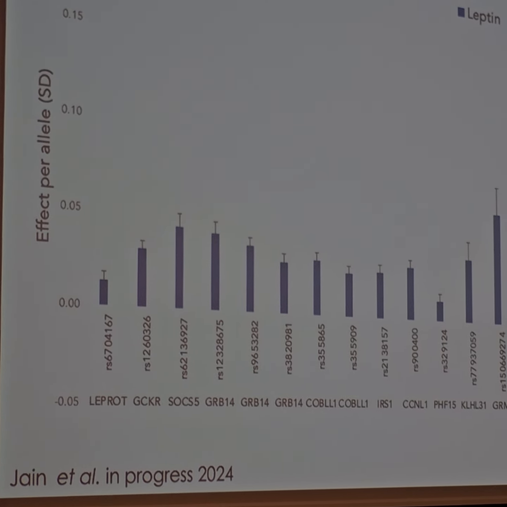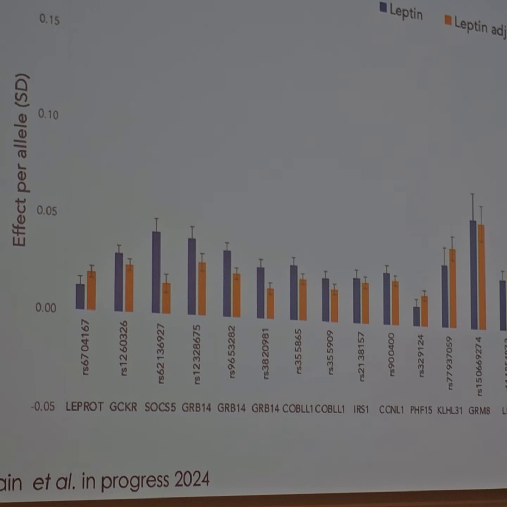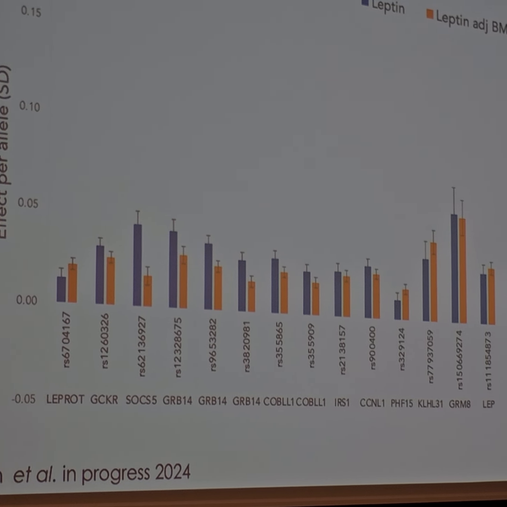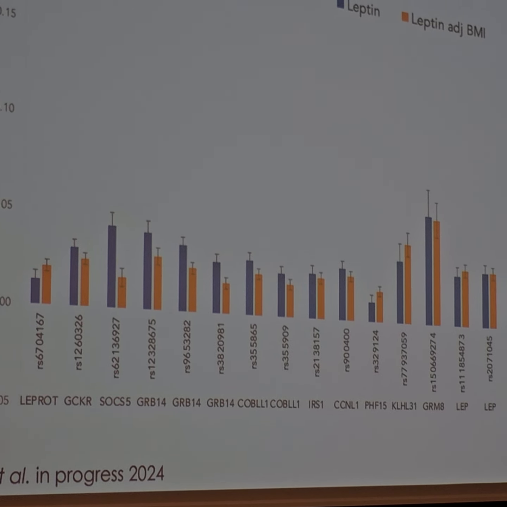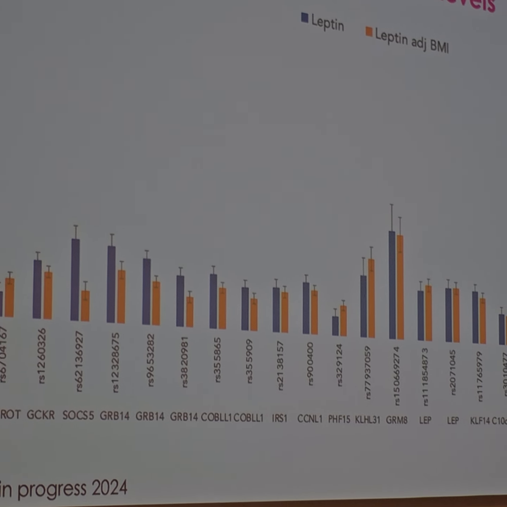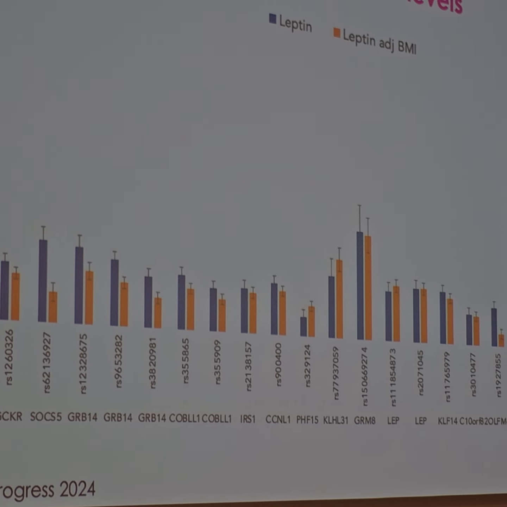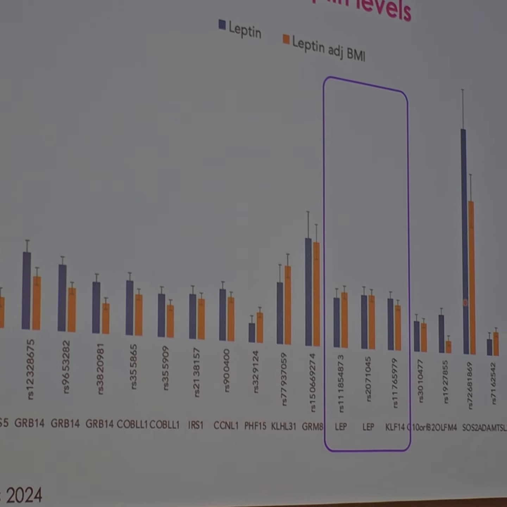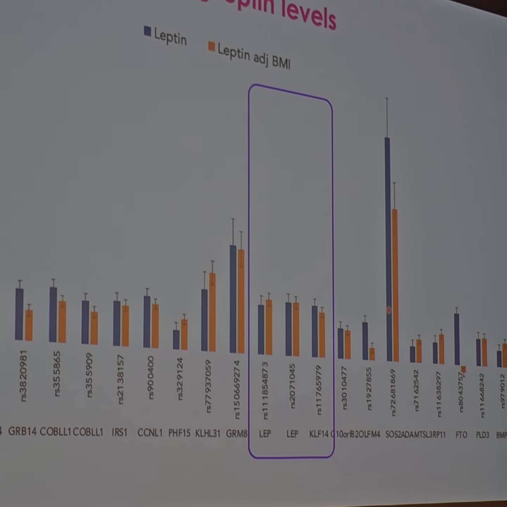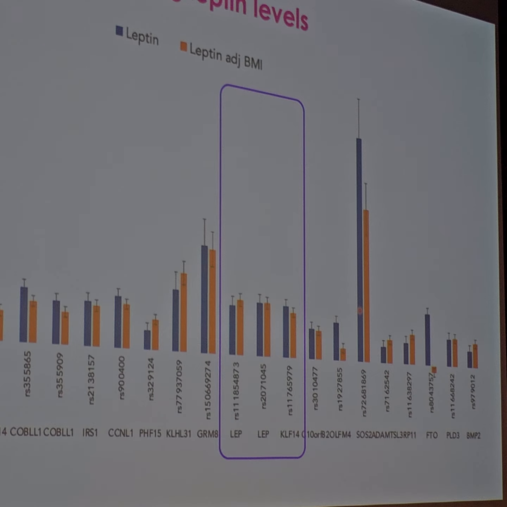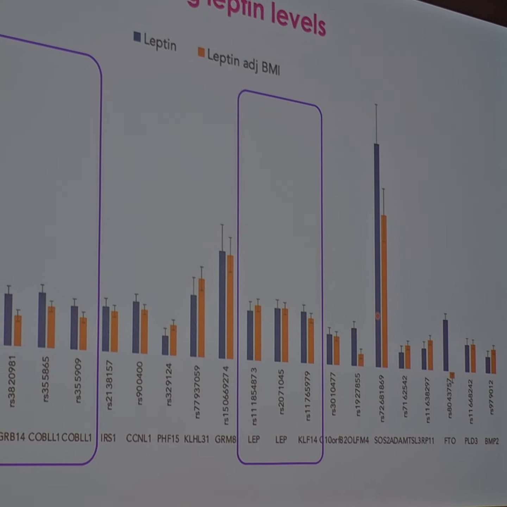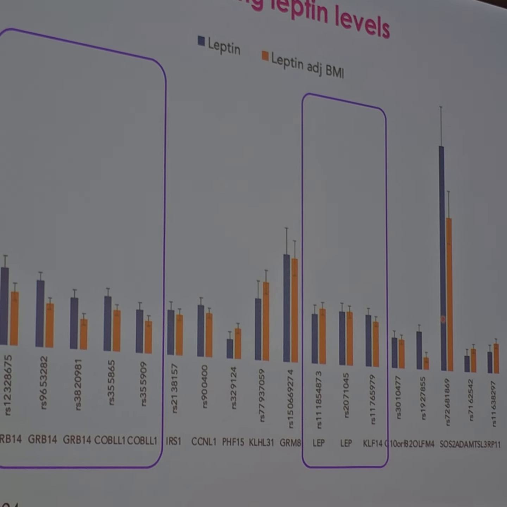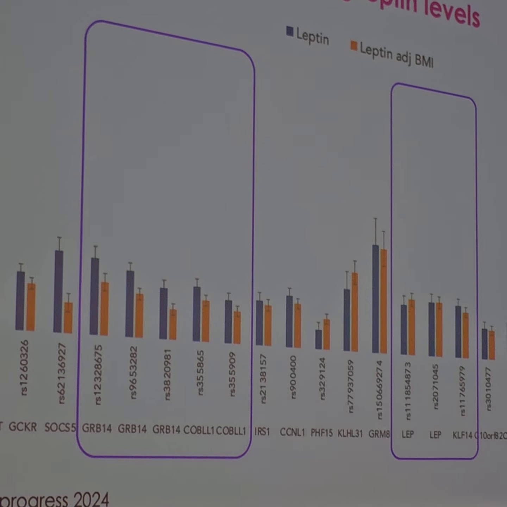If we adjust for BMI, you see that many of the associations with leptin survive the adjustment, so showing that these variants are associated with leptin level irrespective of BMI. 3 of the variants are located in the leptin gene or nearby, or in the leptin locus, I should say. And then these 5 loci are located in this COBLL1 locus.